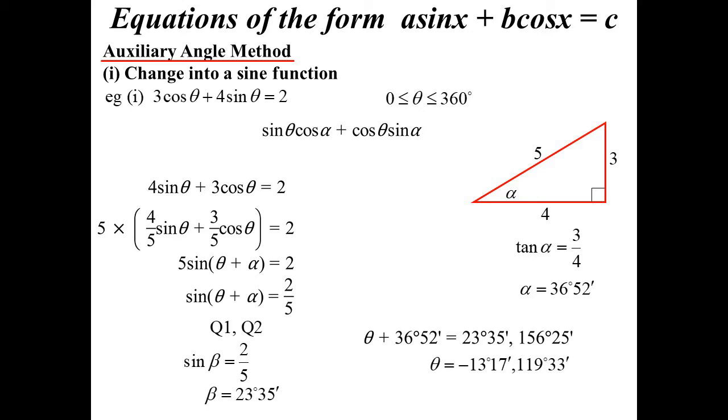But I've got to check the original question. You'll notice one of my answers is negative 13 and 17 minutes. They want answers between 0 and 360. So any answer that hasn't fallen in that range, I just add or subtract, depending on what I've got to do, 360 degrees. So go around the circle again. If I add 360 to that, that becomes 346 degrees 43. And there's my two answers.